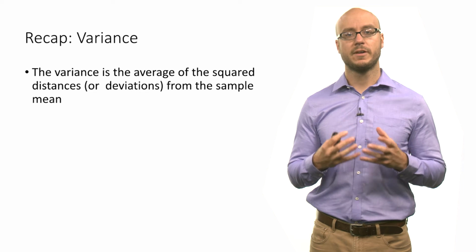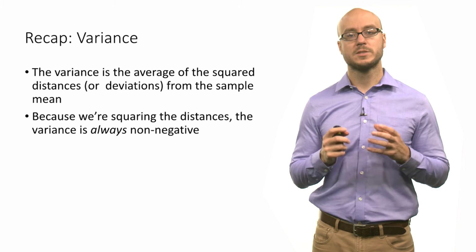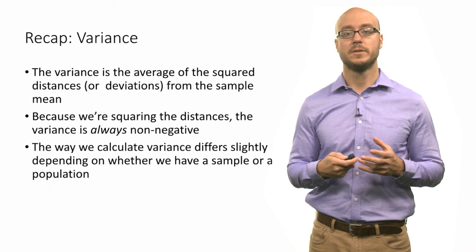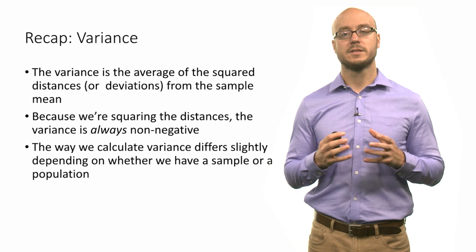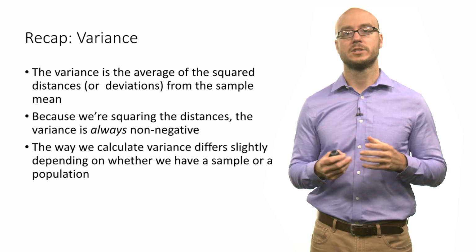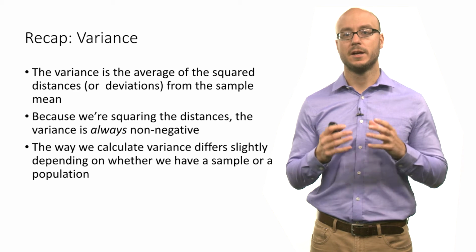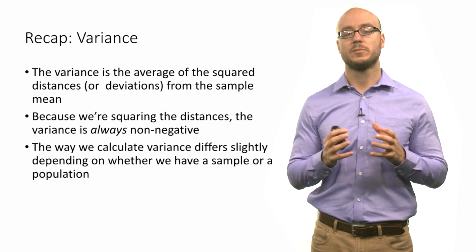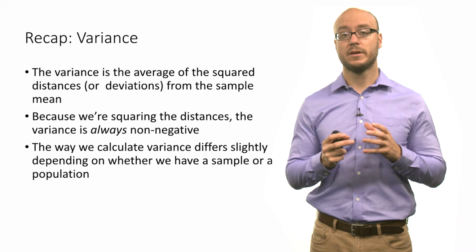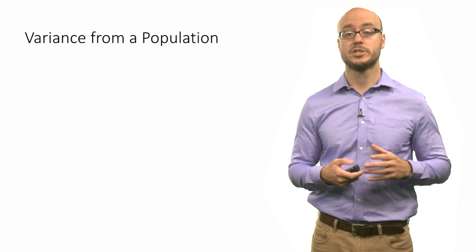Just to recap, the variance is the average of the squared distances or deviations from the mean. Because we're squaring the distances, the variance is always non-negative, so it's going to be positive or zero. The way we calculate the variance, however, is going to differ slightly depending on whether we have a sample or a population. When we discussed the conceptual background for the variance and standard deviation, we assumed that we had a population of data, even though we were talking about a sample. But in reality, when you calculate the variance and standard deviation, the formula will differ slightly depending on whether you have a population or a sample.